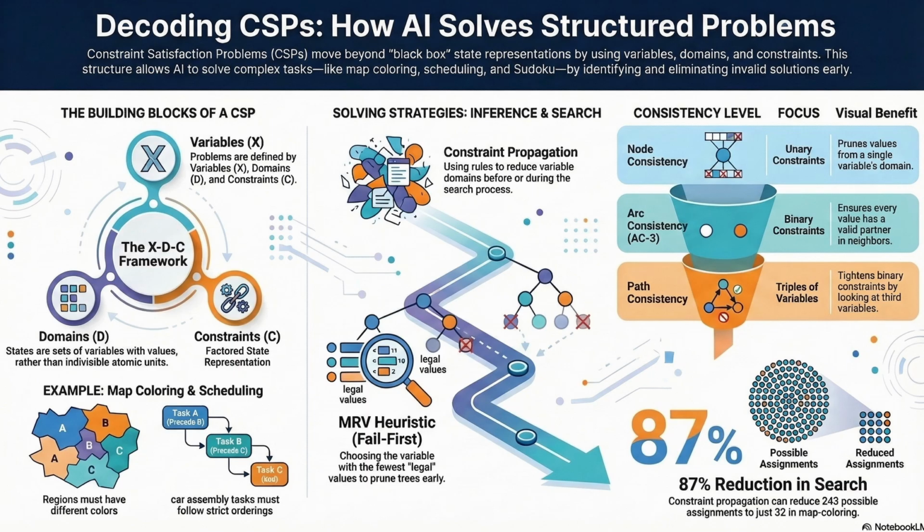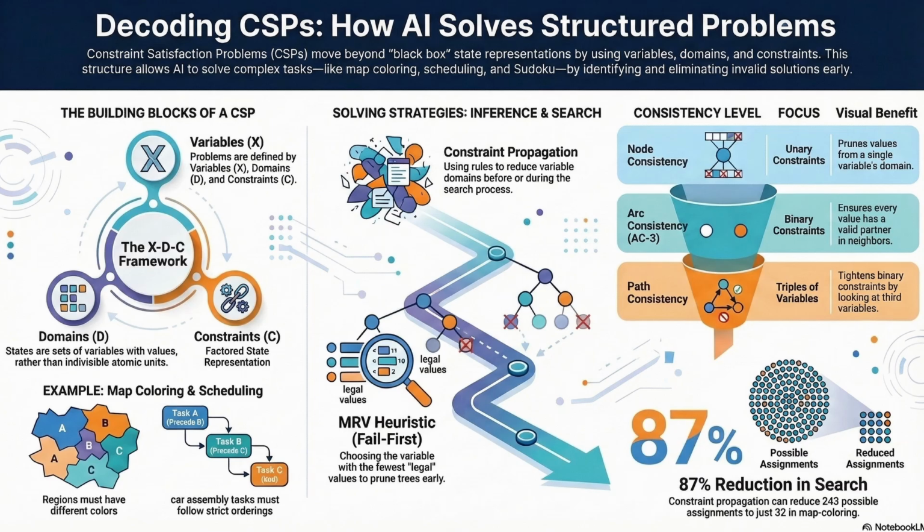But I want to pause on the domain part. In the map, our domain was red, green, blue. In the car factory, it was minute 1 to minute 30. Those are finite lists. What happens when the options are infinite? That brings us to the variations in CSPs. What we've been discussing so far are discrete variables with finite domains. You can write them down on a list, but you can have infinite domains. Like all the integers or strings of text.